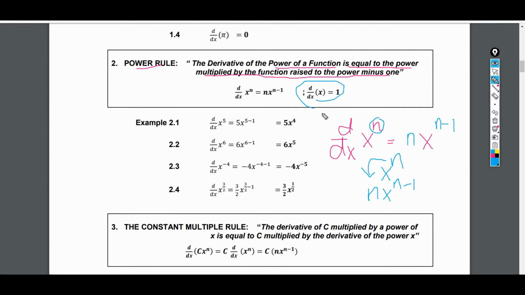What about when it is just x? It goes like this. Derivative of x. We know the exponent of that is 1. So when we bring it down, that will be 1 times x. So 1 is our n here. We bring it down here, and then 1 minus 1, that is 0. And we know that x raised to 0 is equal to 1.